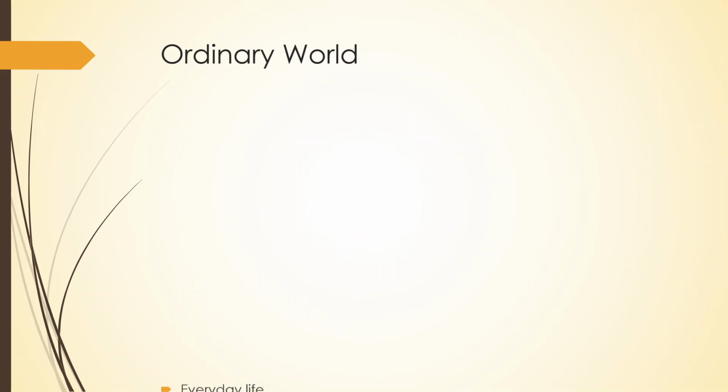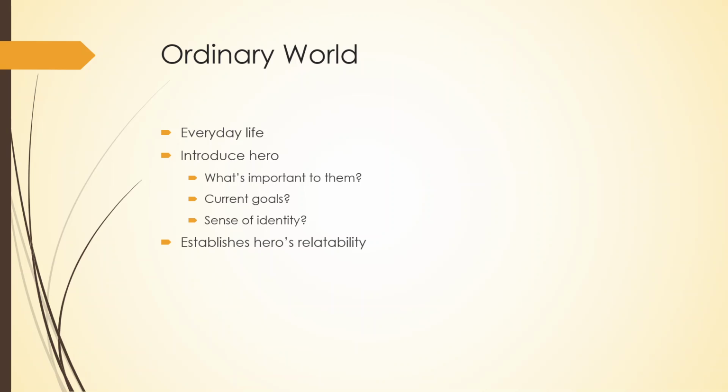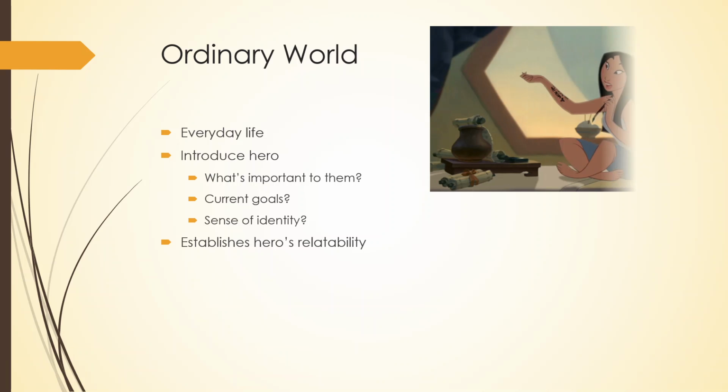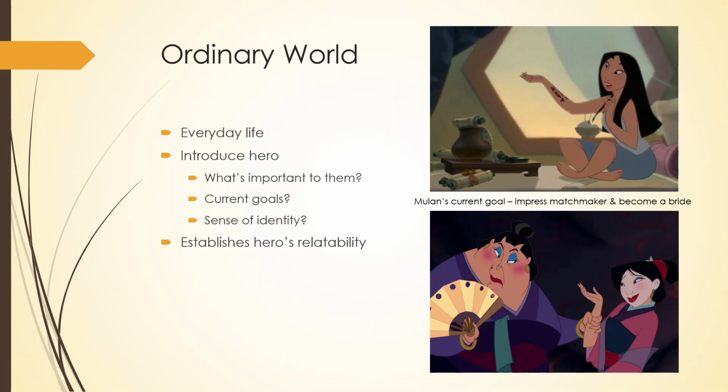Ordinary world. This is your starting point, everyday life. It's home, a comfort zone. Your job is to introduce the hero. What's important to them? What are their current goals and sense of identity? Mulan's goal is to become a bride, kind of her only choice, but we can see she's not very comfortable with that role. This is the time to establish the hero as a regular human being and get your audience to see that they are relatable. You kind of do that for every main character you work with, though. So this is the get to know you stage in the ordinary status quo.